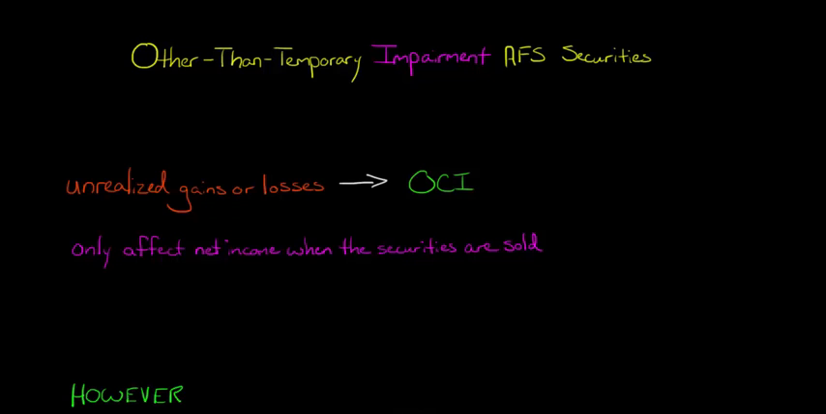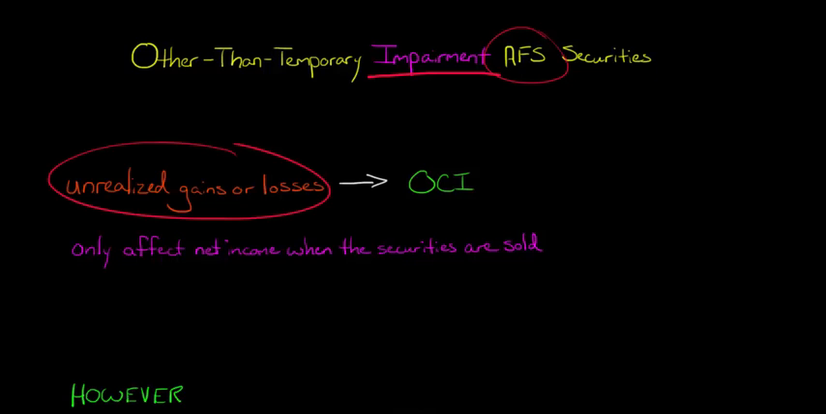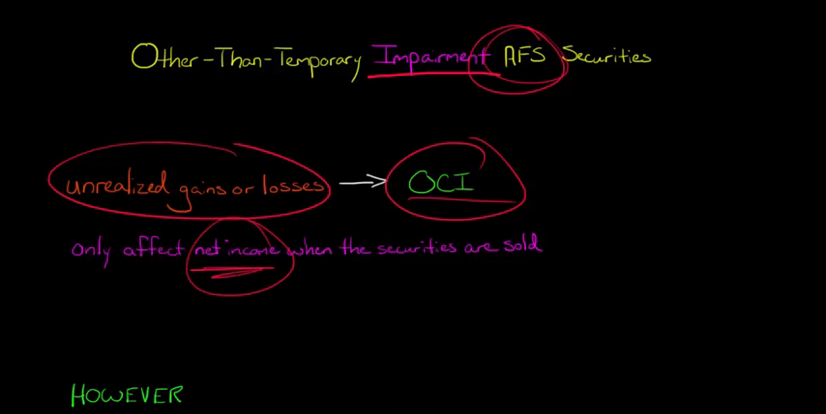In this video, we're going to talk about how to record an impairment for available for sale securities. Normally, with available for sale securities, unrealized gains or losses go to other comprehensive income, and they bypass the income statement. They go directly to equity. So they only affect net income when they're actually sold. When you sell the available for sale securities, you have a realized gain or loss, and that's when it flows through the income statement.